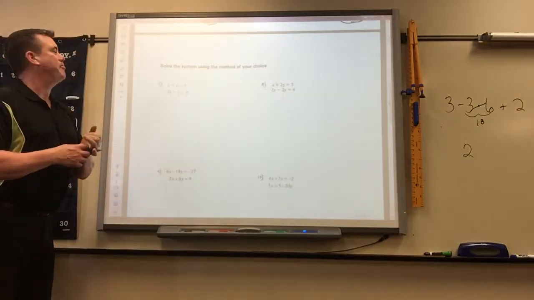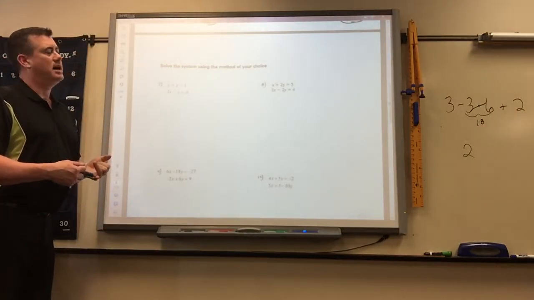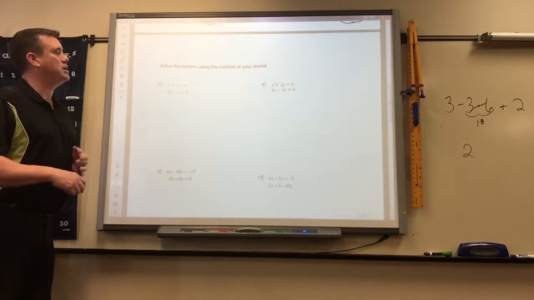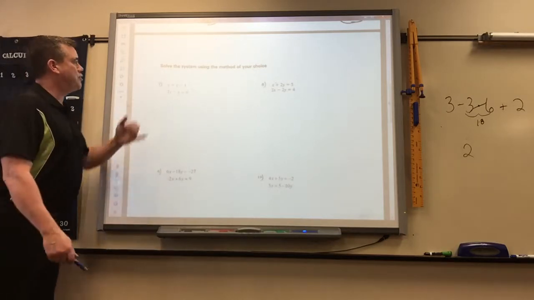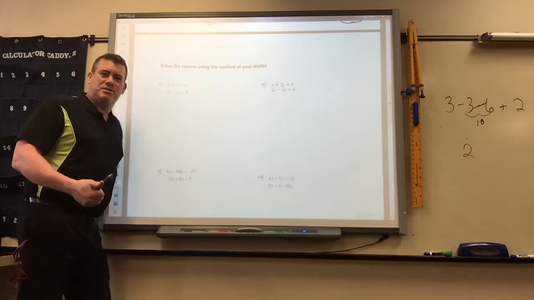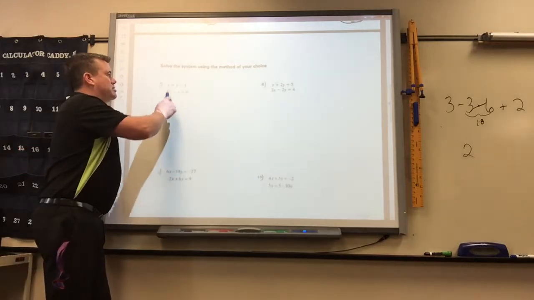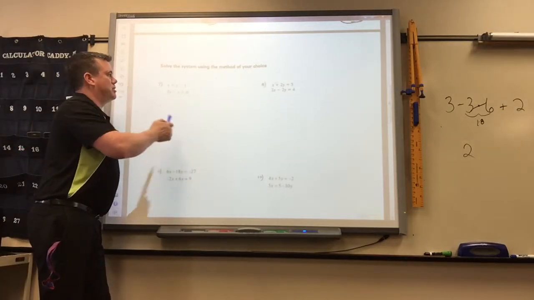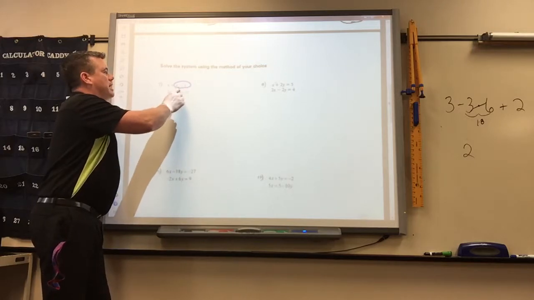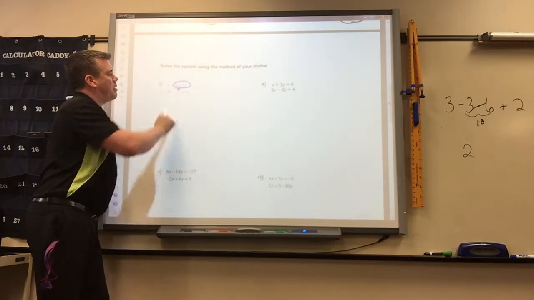You can graph them if you want to. You can use substitution or you can use elimination. This first one, the substitution is the easiest way because nothing's lined up for elimination. So you just plug x minus 1 in for that y right there.